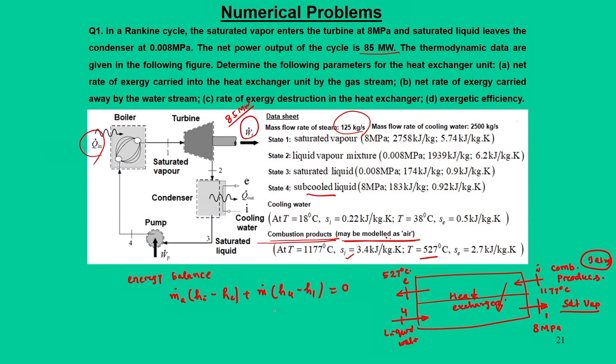And here we say that this m dot a is for the combustion product, and m dot is for steam. Now, from these equations we can find the ratio m dot a by m dot is equal to (h1 minus h4) divided by (hi minus he).